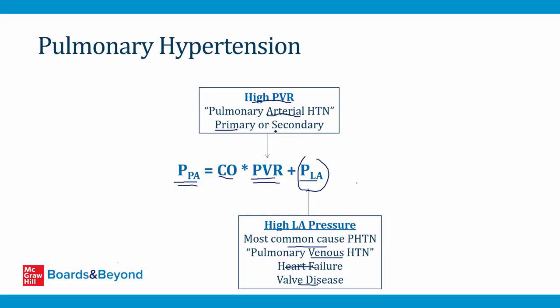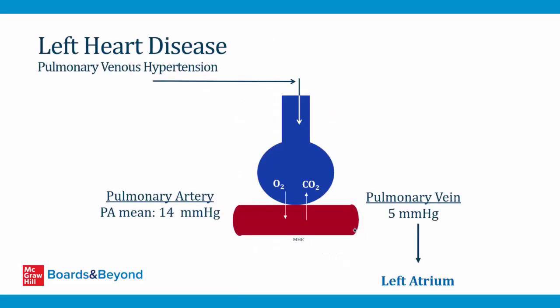And there are primary and secondary forms of pulmonary arterial hypertension, and we're going to talk about those in just a minute. So to understand why high left atrial pressure can cause pulmonary hypertension, let's take a look at this little diagram I've made here. So we have blood flowing in through the pulmonary arteries to the lungs at a normal mean pressure of 14. It goes into capillaries that are near the alveoli. It picks up oxygen, it releases carbon dioxide, and then the blood flows out into the pulmonary veins where the pressure is about 5 millimeters of mercury, which is a normal left atrial pressure.